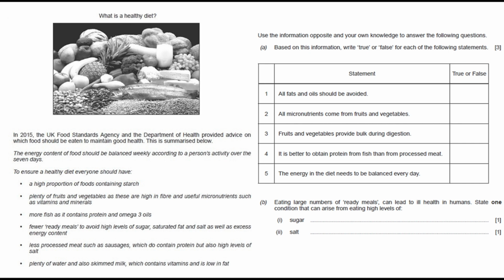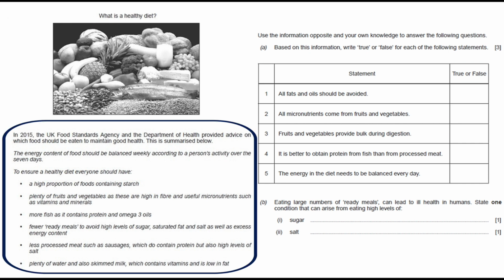This is a comprehension style question, so we need to read the information in order to answer true or false or our one-word responses. So let's have a look at the information here. We've got information from 2015 from the UK Food Standards Agency and some bullet points in terms of what everyone needs in a healthy diet.